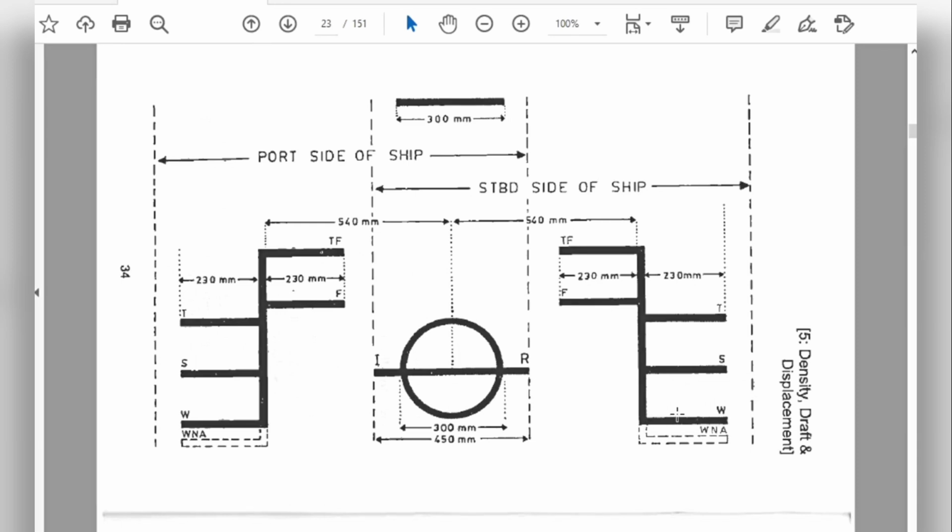Anybody else? Sir, displacement at W plus freshwater allowance of T to W, and plus consumables. Correct. Absolutely right. This is what I was trying to explain to you.